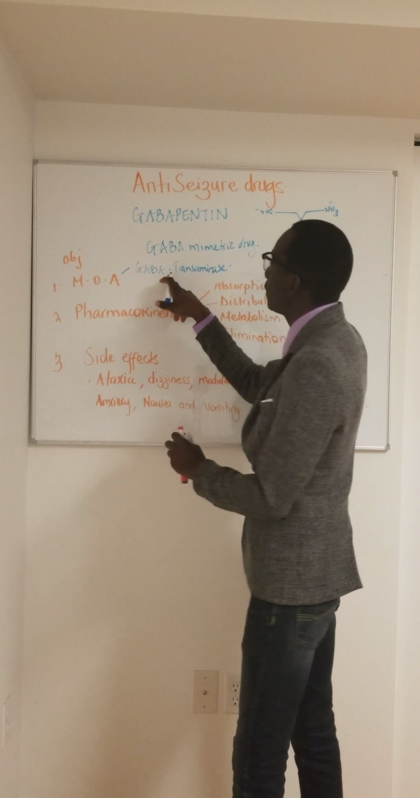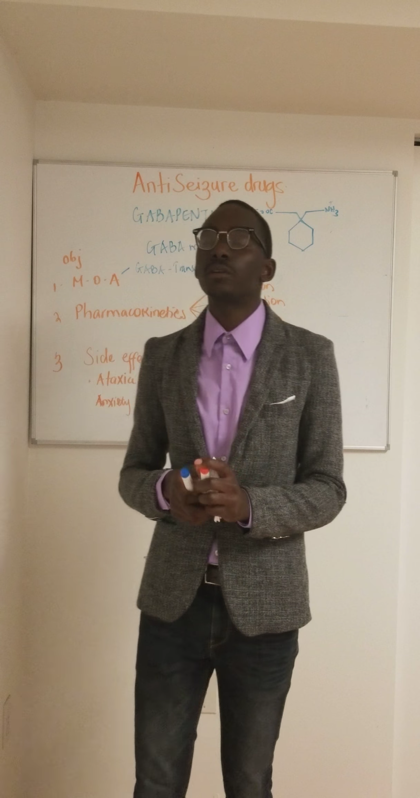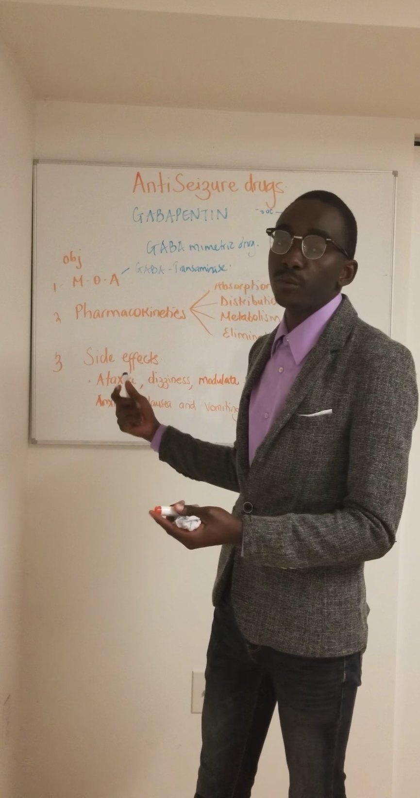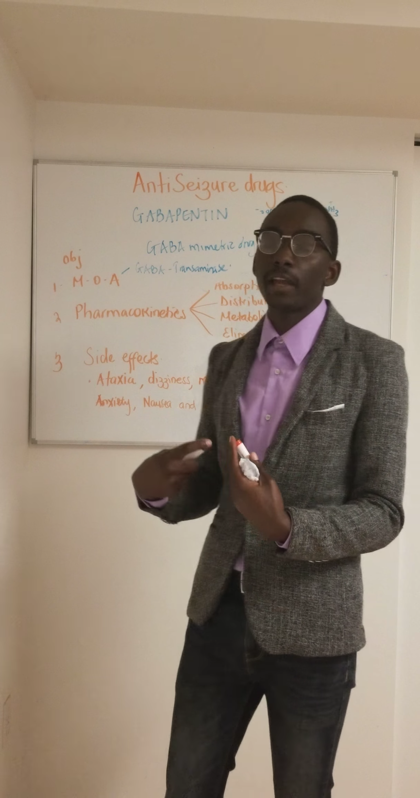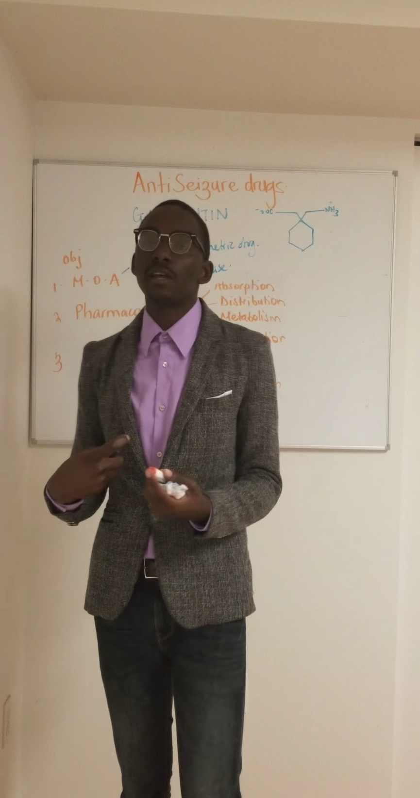So when this enzyme is inhibited, we shall have more GABA at the presynaptic, then we shall have more inhibition as far as GABA mechanism is concerned. So this will lead to the lessening of the excessive firing seen in postsynaptic neurons during this seizure period.